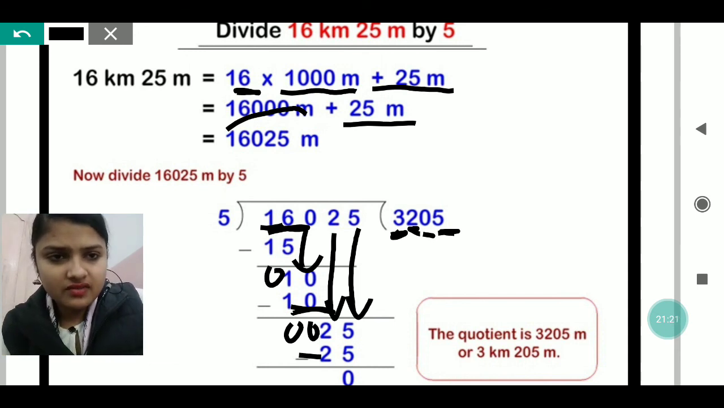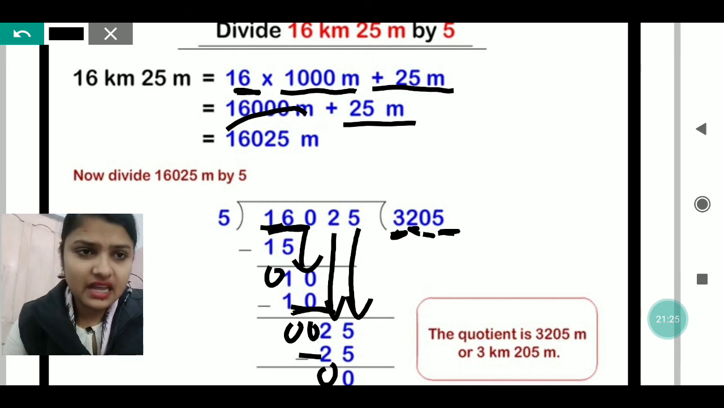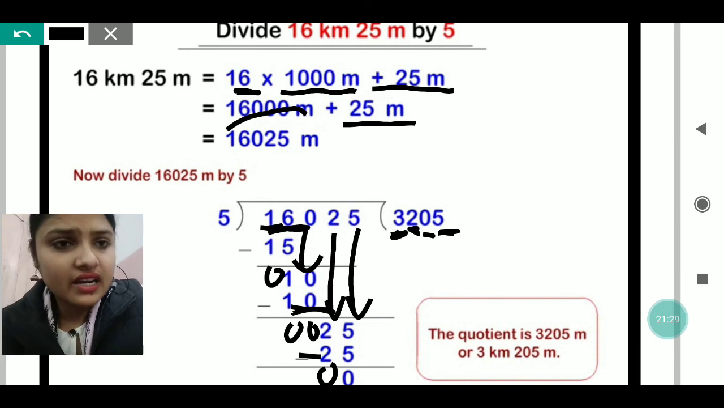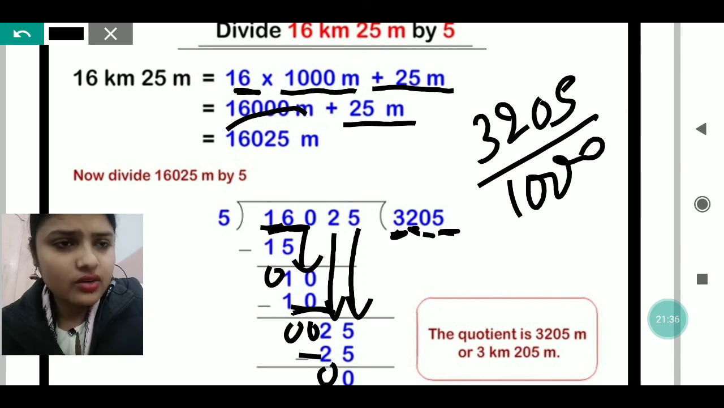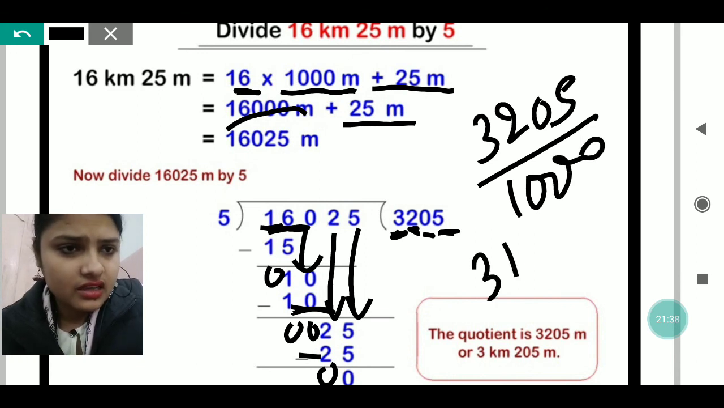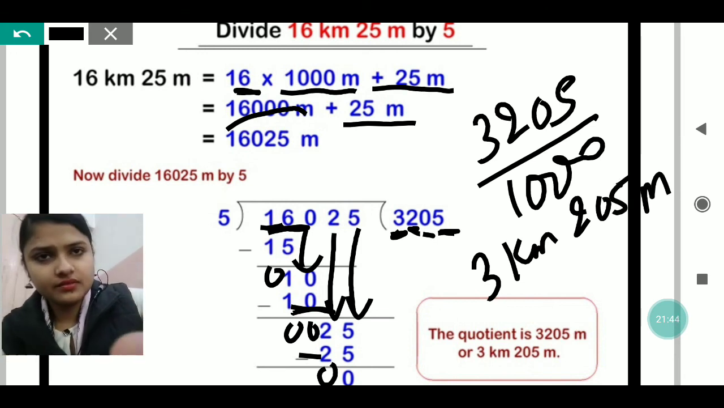So 5 minus 5 is 0, and 2 minus 2 is also 0. So the quotient which you will get is 3205. When you divide 3205 by 1000, you will get 3 kilometers and 205 meters. This you will get.